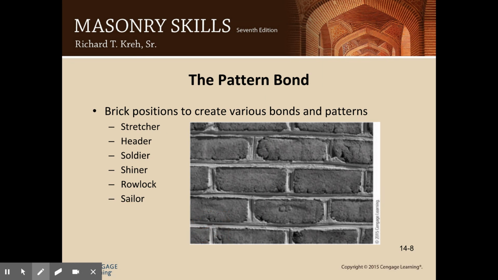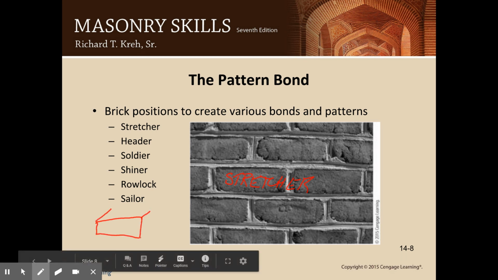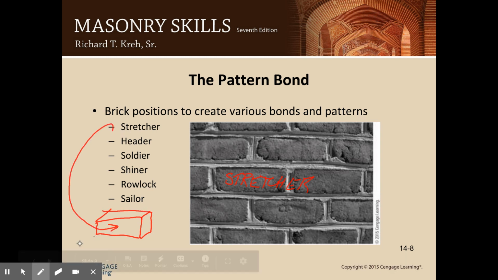So we talked about different brick positions before, and creating some of the bonds requires you to turn the brick a certain way and use a different face of a brick. Here we're just going to go over some of those. The first one is a stretcher. If you look at this, this is the stretcher. That's one side of the brick. If you're looking at a brick like this, this face, that is the stretcher.